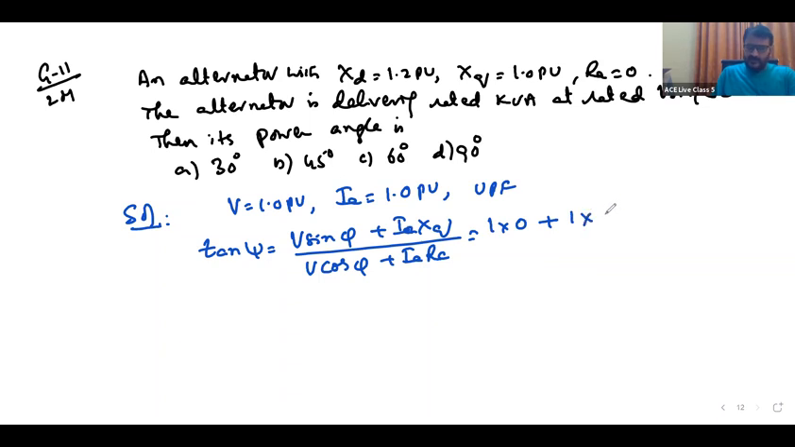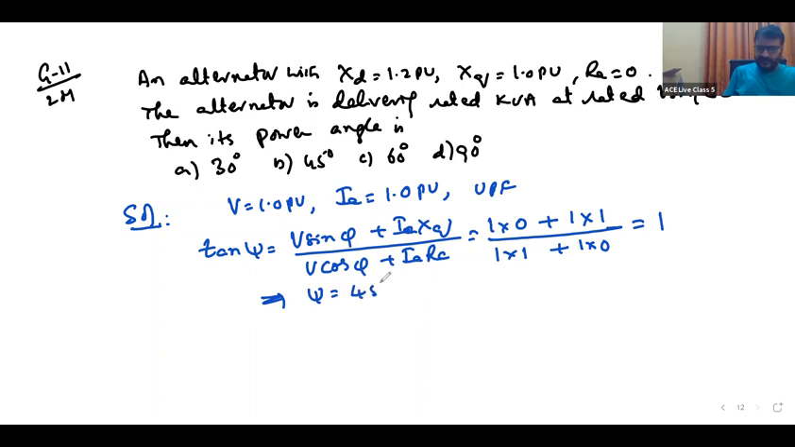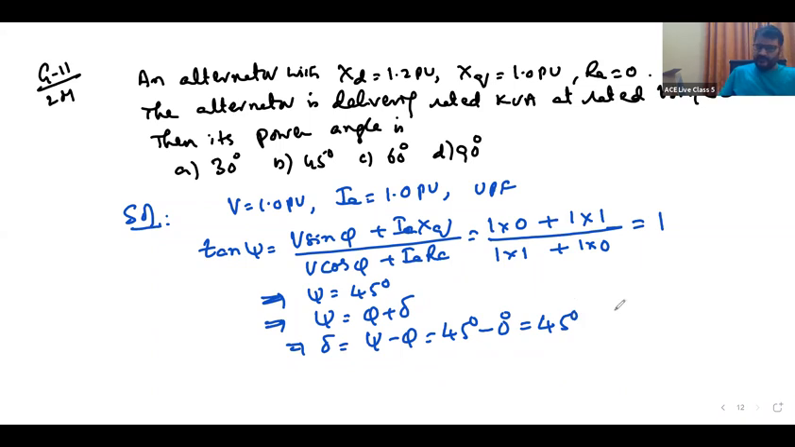IA 1, XQ also 1, divided by V cos phi, 1 into power factor 1, plus 1 into 0. That is equal to 1 finally, numerator and denominator both 1. Therefore, psi is equal to how much? From this, psi is equal to 45 degrees. But we know psi is equal to phi plus delta. Therefore delta is equal to psi minus phi. Psi is 45 and phi is 0, unity power factor. So delta is equal to 45 degrees. Answer is B.